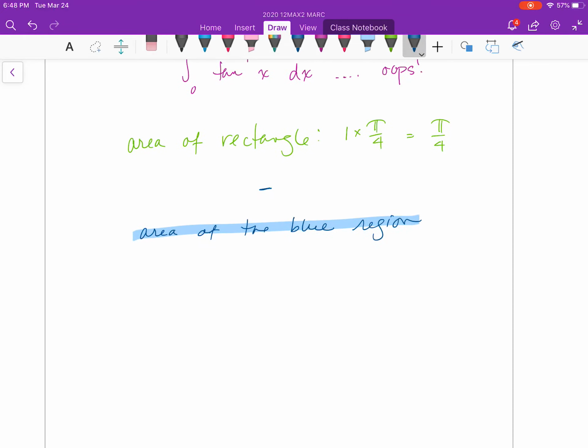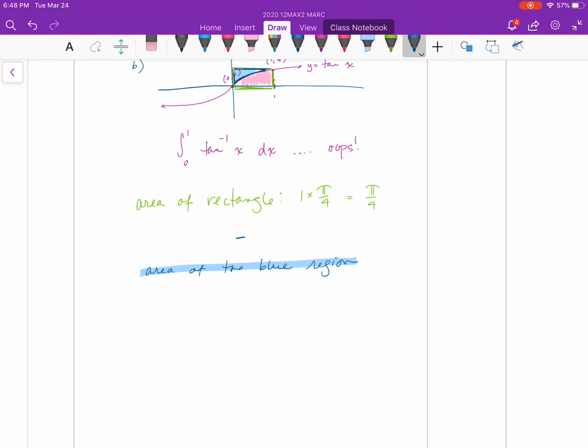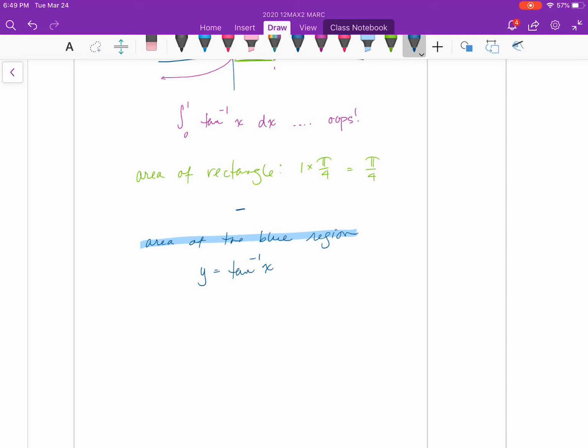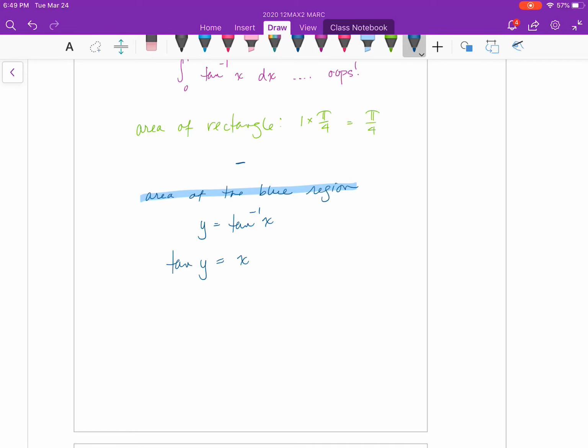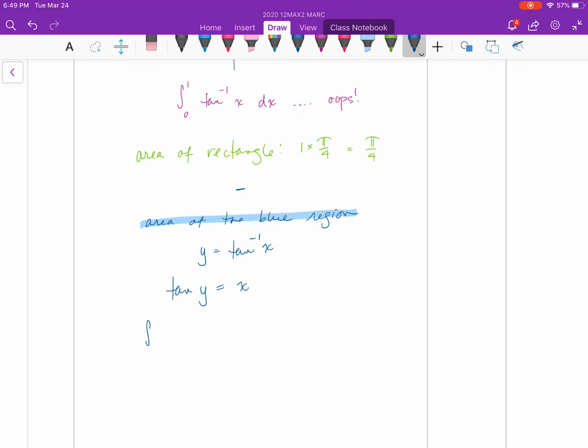I'm going to do so by using the inverse function, in that since I've got y equals the inverse tan of x, the inverse function of that is tan of y equals x. So I'm going to integrate with respect to y. So if I look at my sketch above, I'm integrating from 0 to a y value of pi on 4. I'm integrating the curve that's tan of y dy.